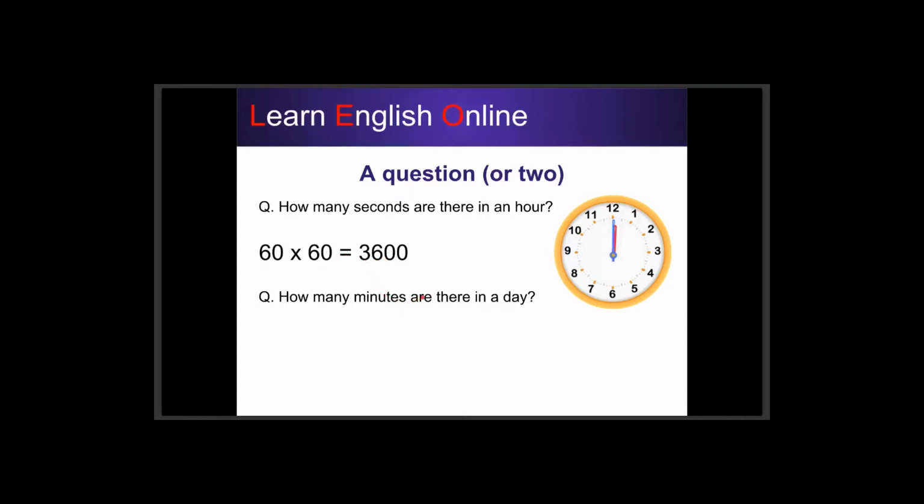How many minutes are there in a day? Google calculated it. There are 60 minutes in an hour, 24 hours in a day. 60 multiplied by 24 equals 1,440 minutes. So with time, knowing a little bit of mathematics is useful. I'll see you in 20 minutes. How many seconds is that?